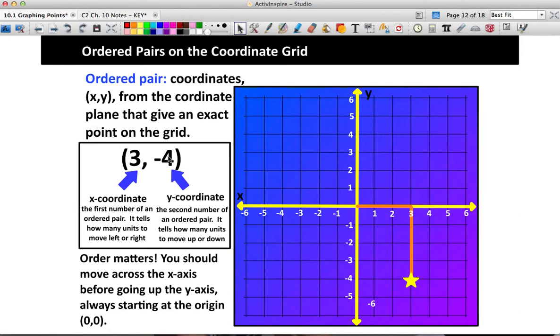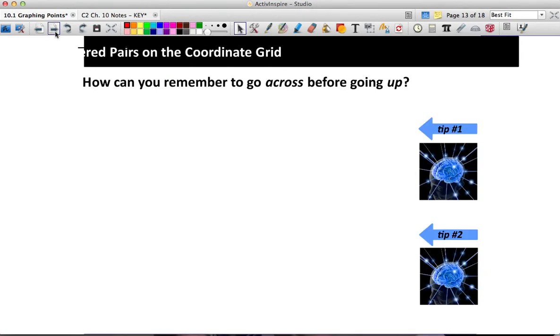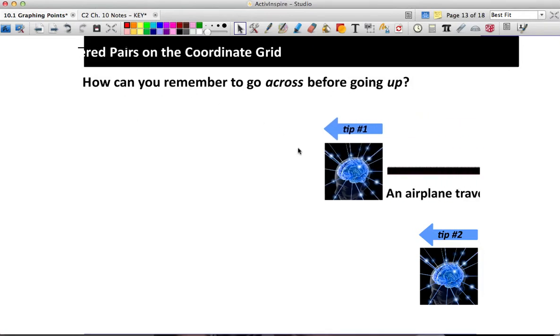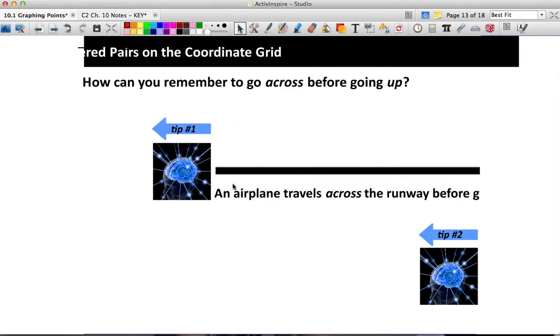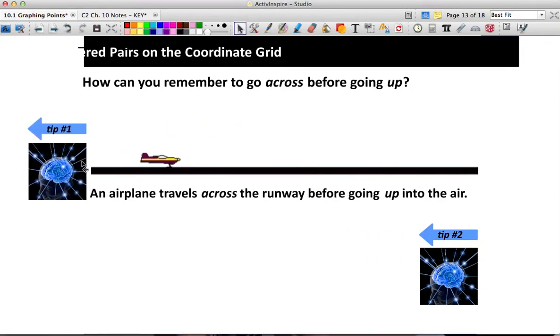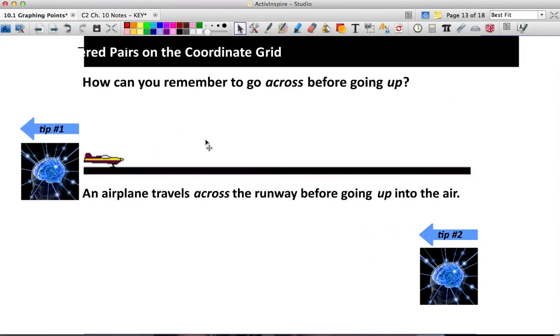This is very important. If you were to put negative 4, 3, then you would actually end up over here. You would end up in a completely different quadrant, in a completely different place on the coordinate grid. So make sure you put the order in correctly. All right, some tips to help you remember. Tip number 1, an airplane travels across the runway before going up into the air. So just like you, with your coordinate grid, you have to go across before you can fly up into the air.